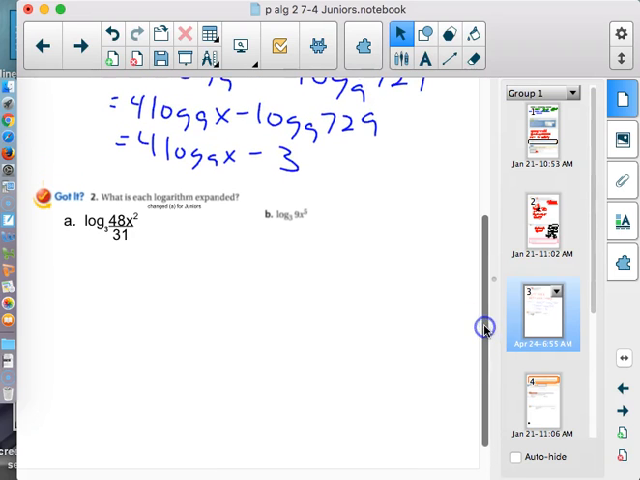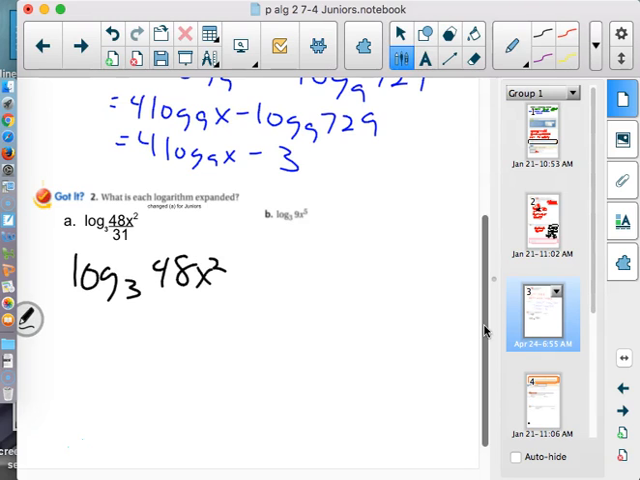I think I checked your packet and we still had the old problem here. Your homework gets more involved than the problems they had in your packet. So let's go ahead and change A to logarithm base 3 of 48x squared over 31, so that you have something closer to what your homework is doing. So you can either put an x through the one they gave you or something. But let's make A logarithm base 3 of 48x squared over 31. There, that's better. Bigger. Big one is better.